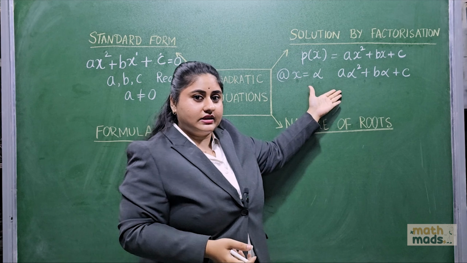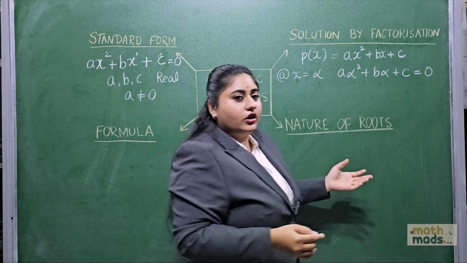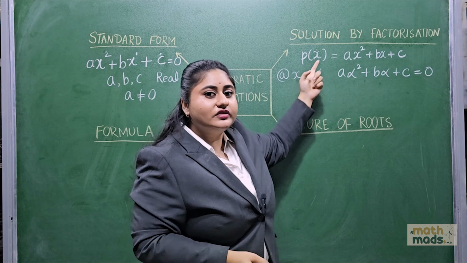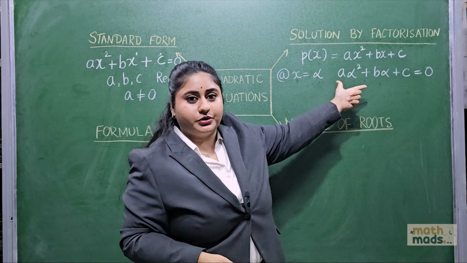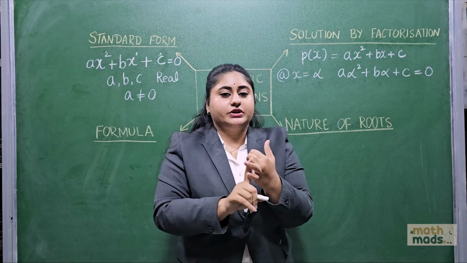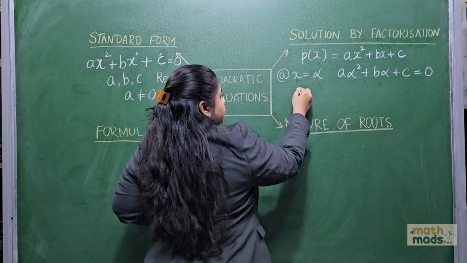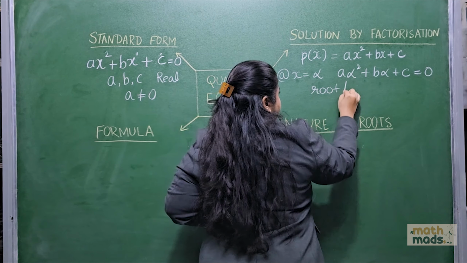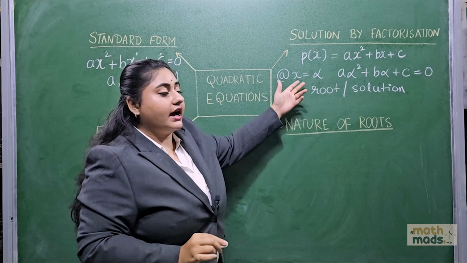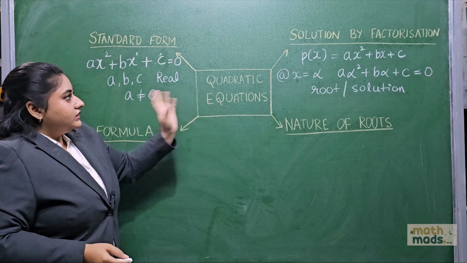Now, suppose once I substitute alpha, this result is equal to 0, then I can call it a zero of this polynomial, or I can call it a root of this quadratic equation or solution of the quadratic equation. Three terms: root of the quadratic equation, solution of the quadratic equation, or zero of the quadratic polynomial. Very simple. We can also say that alpha satisfies the quadratic equation. These are the 3 things. Now, this is by factorization.